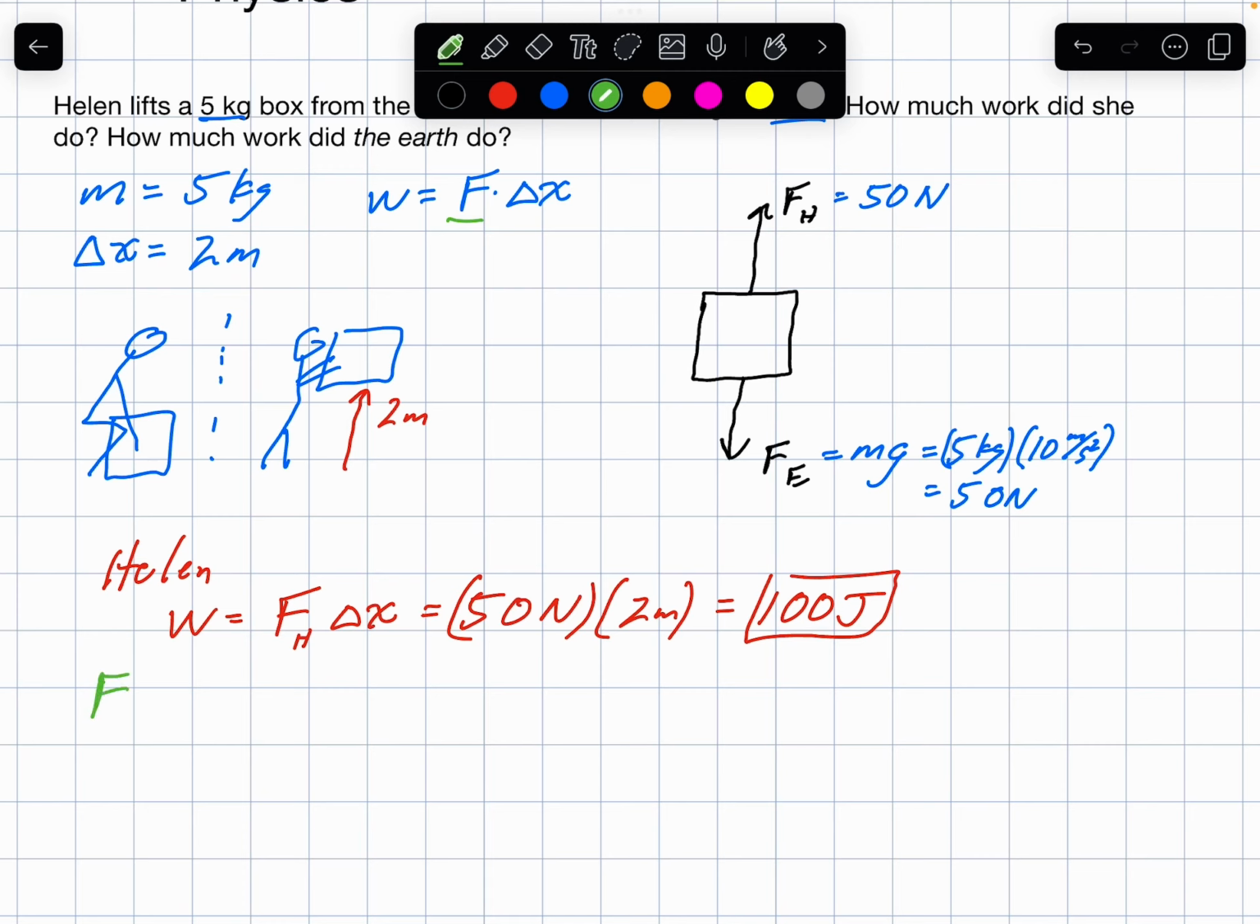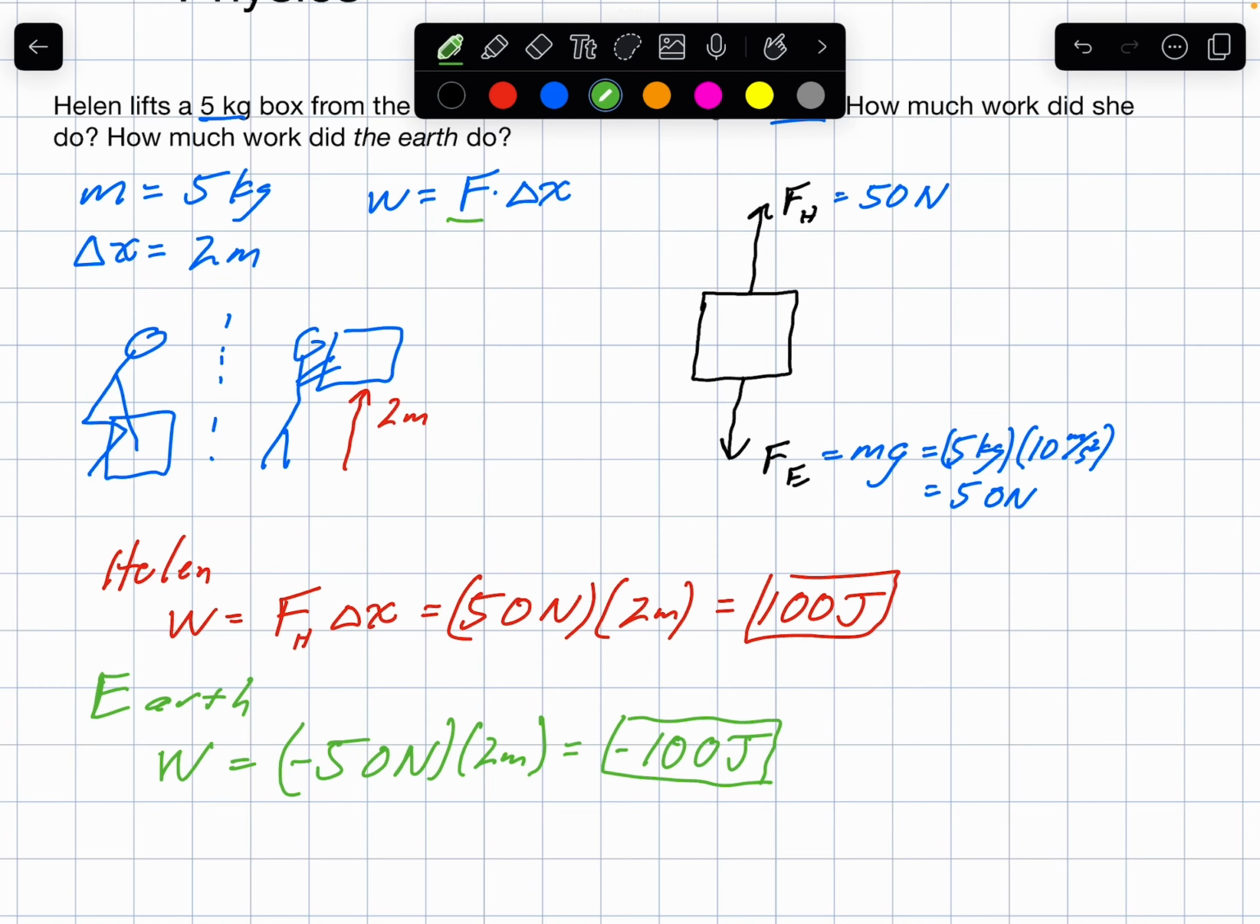Now the Earth, on the other hand, because the Earth is pulling down, the work is going to be negative 50 newtons times 2 meters. So the work done by the Earth is negative 100 joules. Now I get that from the signs of the multiplication here. Negative times a positive number gives me negative.